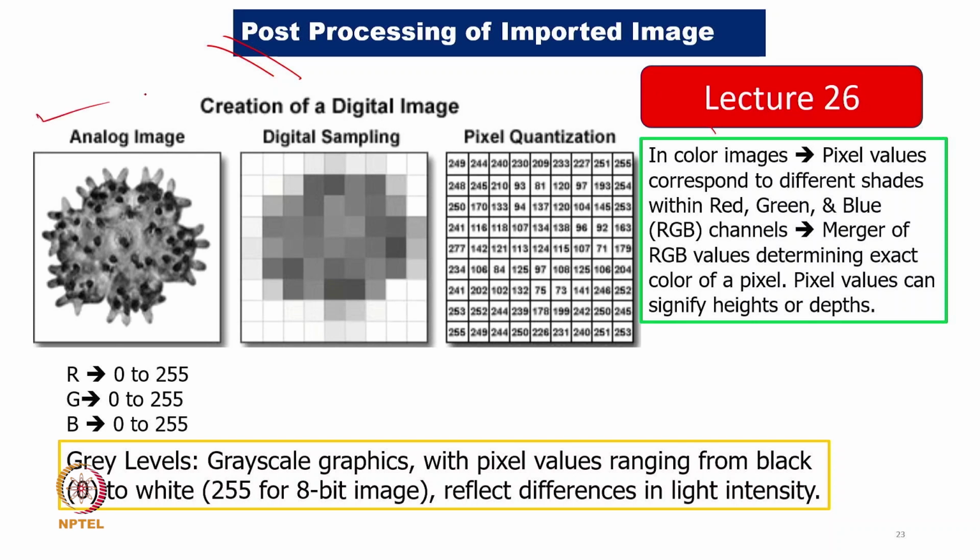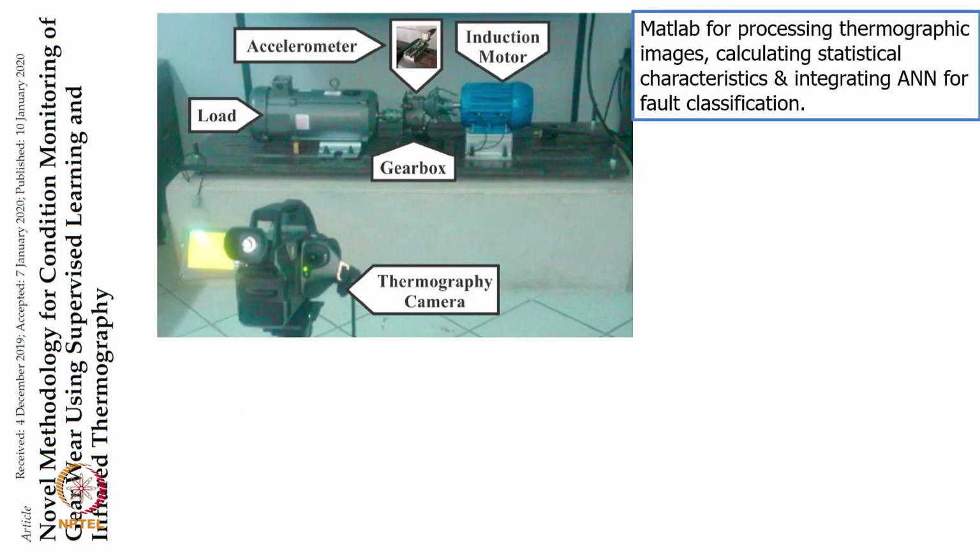You can see we have the analog image and the digital image, and we convert it. The RGB can be utilized from 0 to 255, 0 to 255, 0 to 255, and grayscale can be done in black and white, and this is an 8-bit image. The same thing which they have done, we have already covered in lecture 26. So now again I'm going to give the same thing. They have used an accelerometer, and this is a thermal imaging camera.